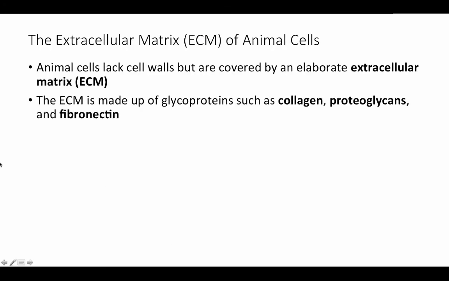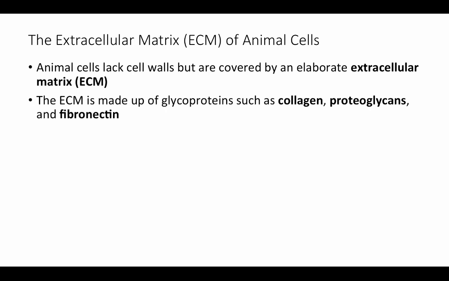So rather than a cell wall, animal cells have a structure called the extracellular matrix. So the extracellular matrix, like the cell wall, is secreted by the individual cells, and it's composed of glycoproteins such as collagen, proteoglycans, and fibronectin. Refer to your book for more information on those kinds of molecules.